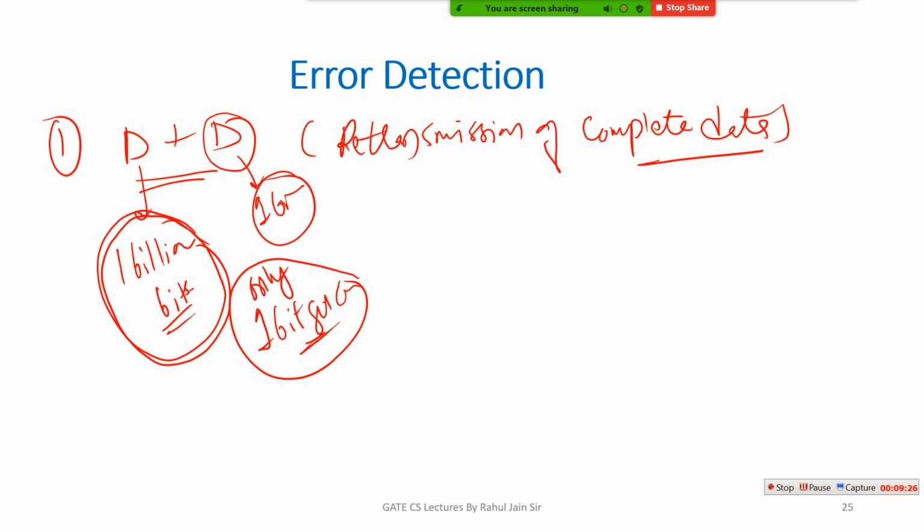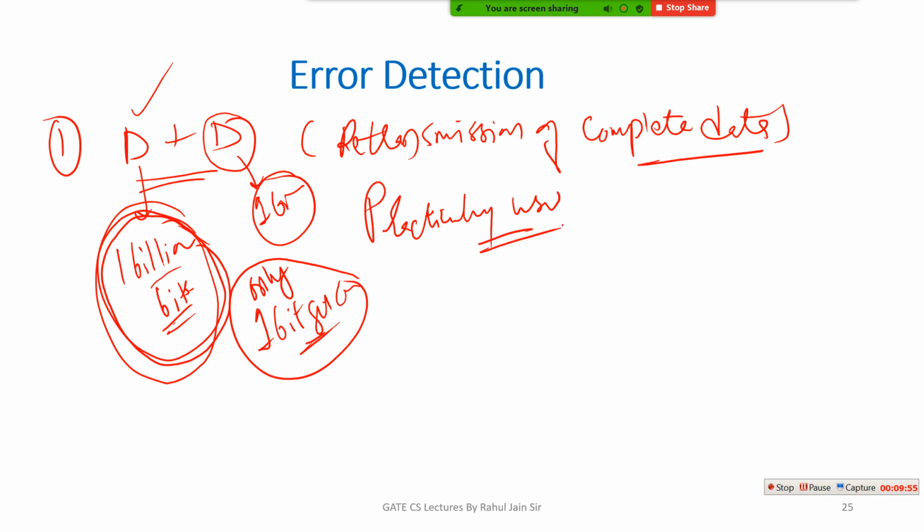Suppose only one bit is changed, and due to that, our information reaches the receiver as wrong information. So to detect and correct that one bit, we again need to retransmit 1 billion bits. This is not acceptable in computer networks. This is not practically used, because the efficiency of our computer network will be lost. That is, we will not go for retransmission of the whole data again.